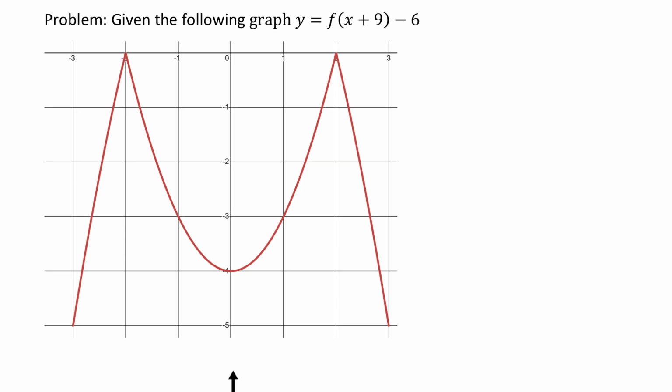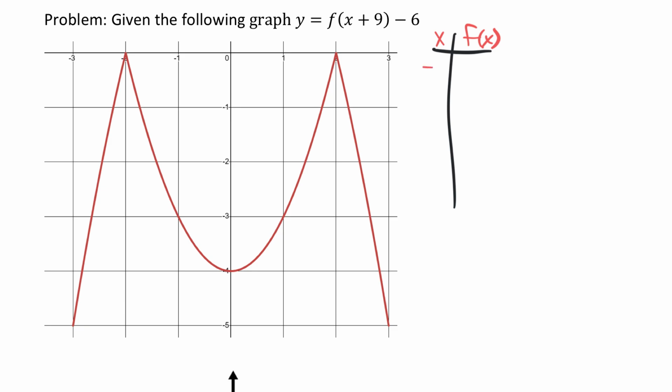And so it would definitely be good to make a table of these original points for x and f(x). And then we'll need to transform them, so we'll have to move them 9 to the left, in other words, subtract 9 from them, and 6 down, so subtract 6 from the y values. But let's go ahead and take a look here.